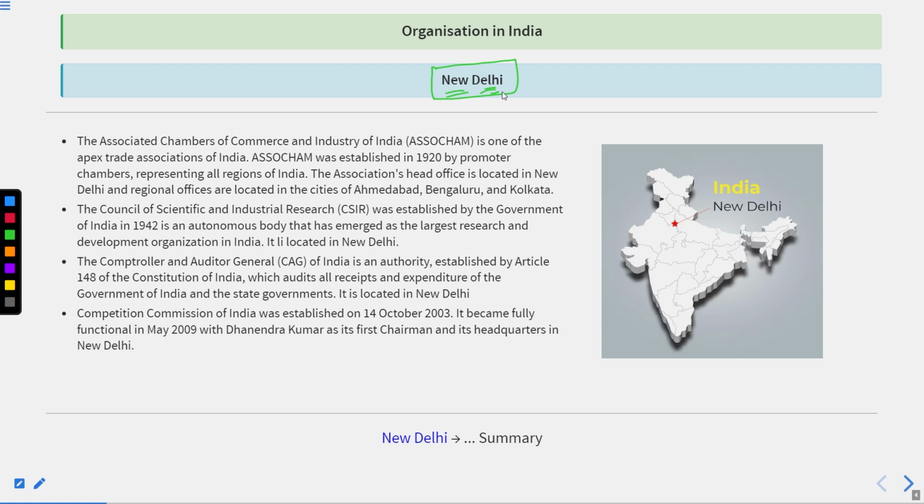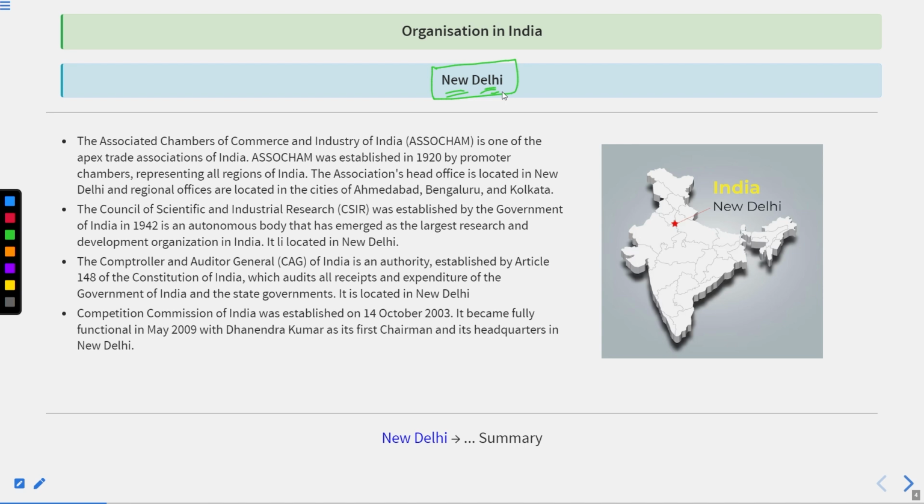Keep this thing in your mind. New Delhi is different from Delhi. How? Delhi is basically a union territory, which is also known as NCT or NCR, National Capital Territory or National Capital Region. Whereas New Delhi is the capital of the country. So that is the basic difference. Delhi is the union territory and New Delhi is the capital. So now we are talking about New Delhi, so we are talking about the capital, obviously.